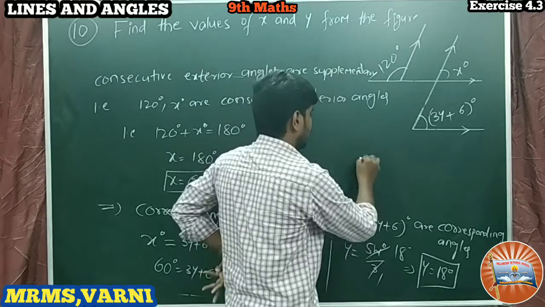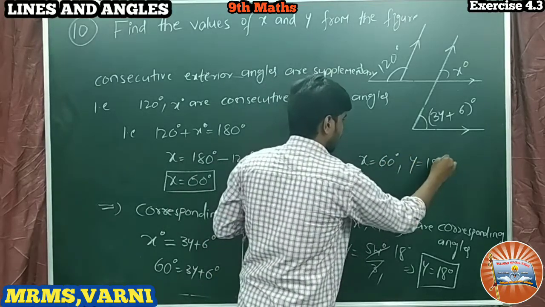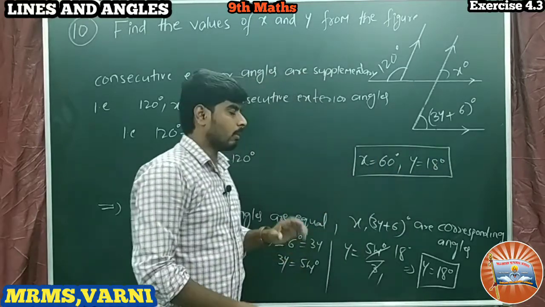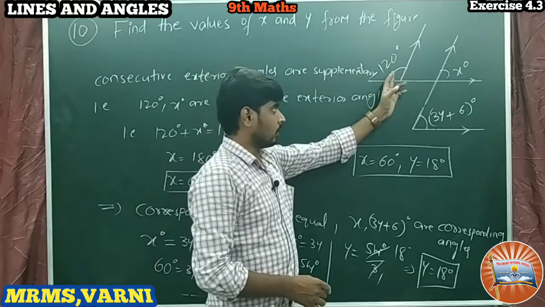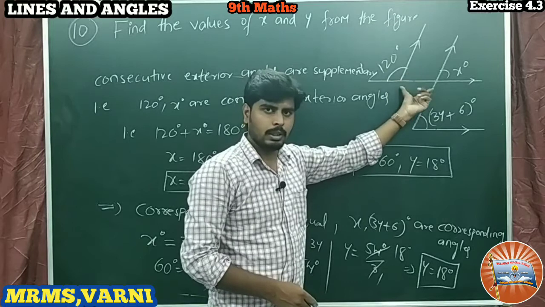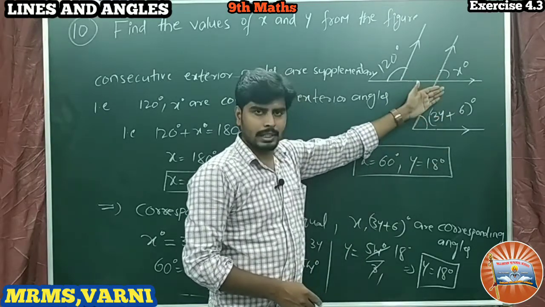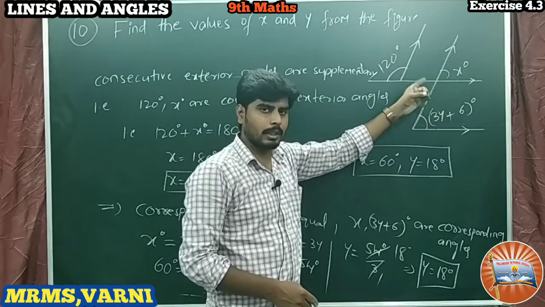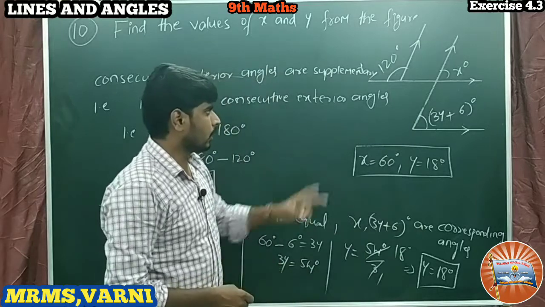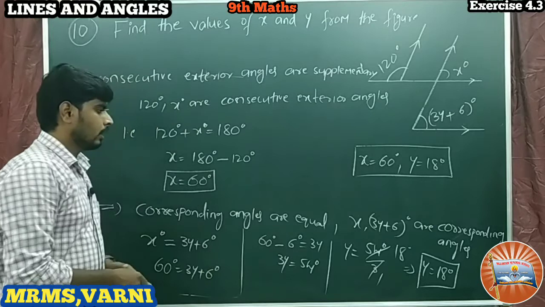Okay, what we got? We got x is equal to 60 degrees and y is equal to 18 degrees. This we have to find. This is the required answer. Remember the thing here, consecutive exterior angles are supplementary. And here, corresponding angles in parallel lines intersected by a transversal are equal. Okay, from the two properties we have solved the problem here. Right, take down the problem.